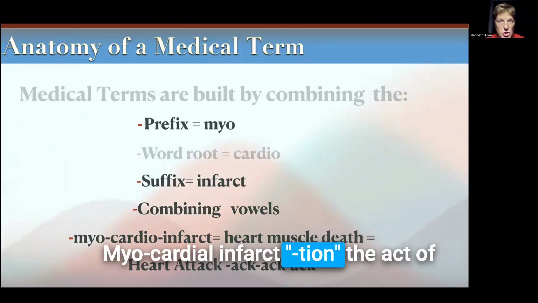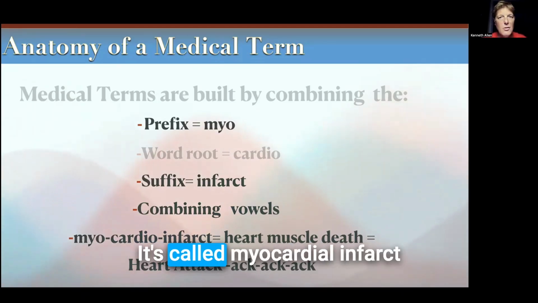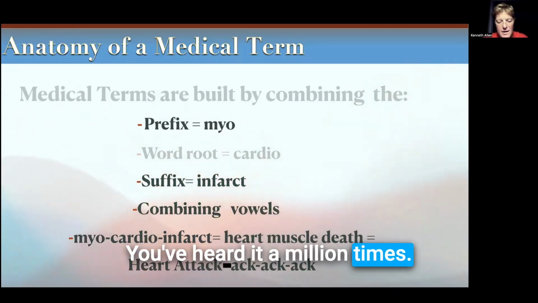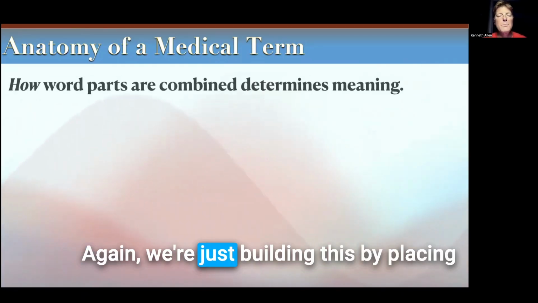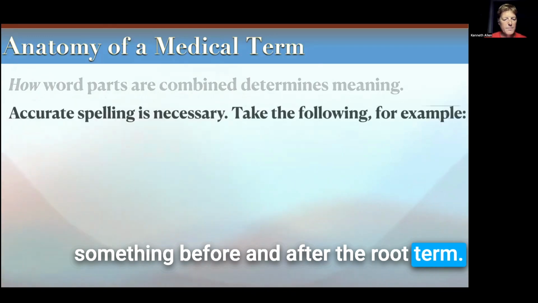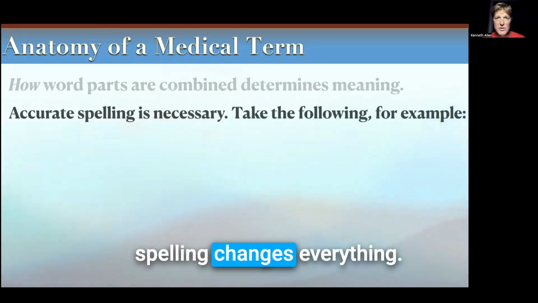Myocardial infarction, the act of having an infarcted heart muscle, is called myocardial infarct, or MI. It's a heart attack. You've heard it a million times. Death of the muscular heart tissue. Again, we're just building this by placing something before and after the root term.